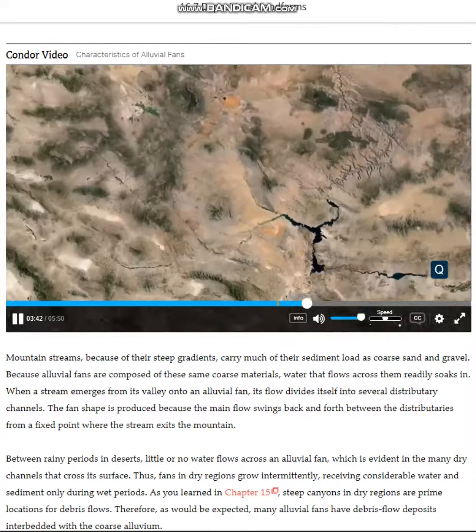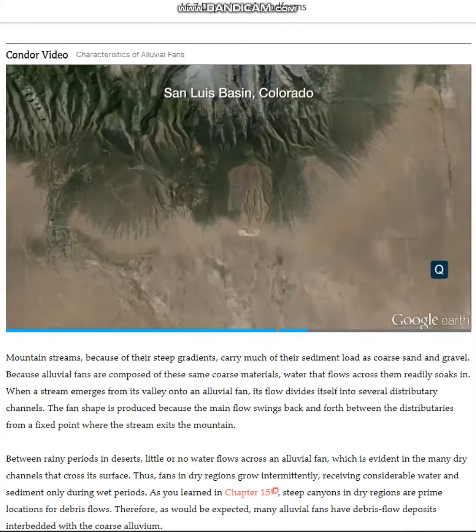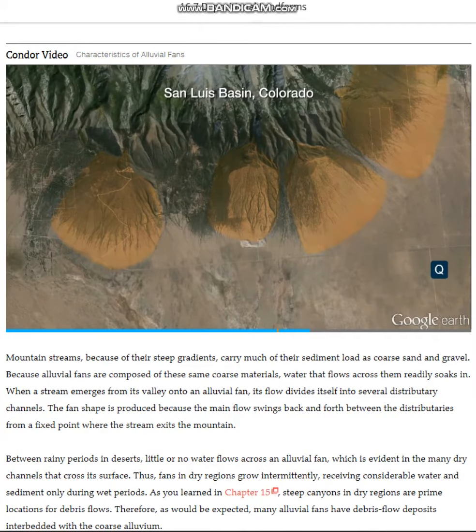Let's fly over to the San Luis Basin of southern Colorado. Here you can see multiple fans that flank the Sangre de Cristo Mountains. Compared to the Owens Valley fans, these show more vegetative cover and have been modified by humans, as road construction, logging, and quarrying are common in this area.